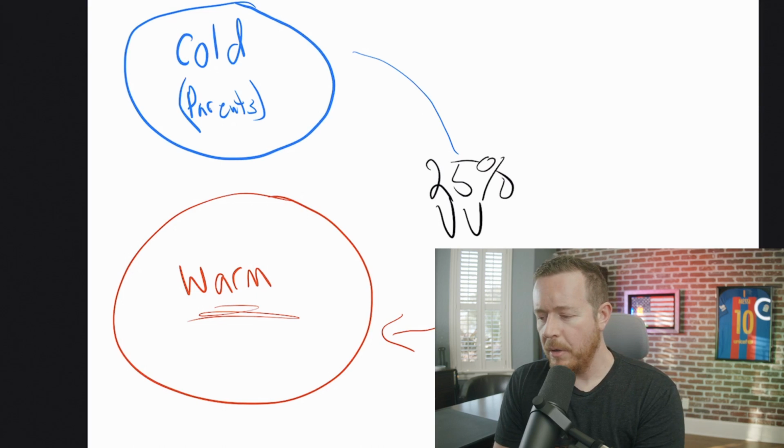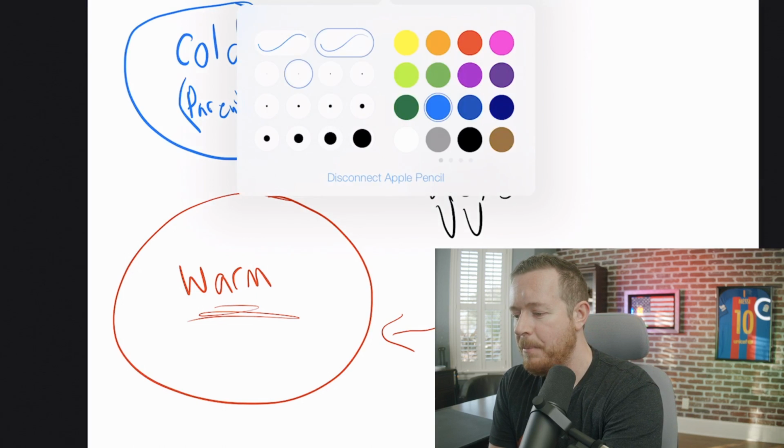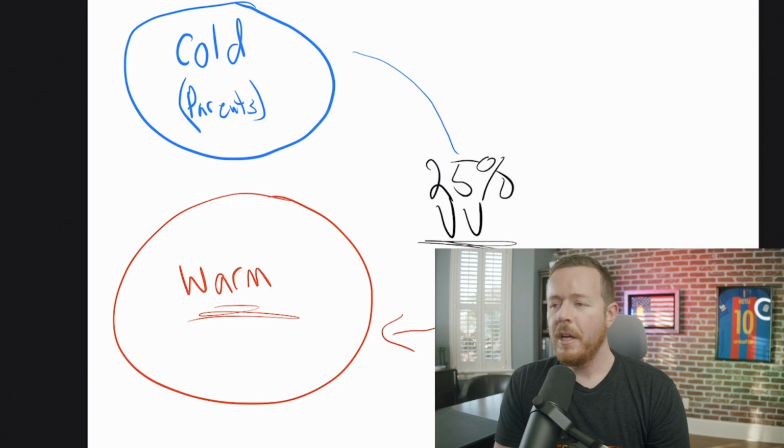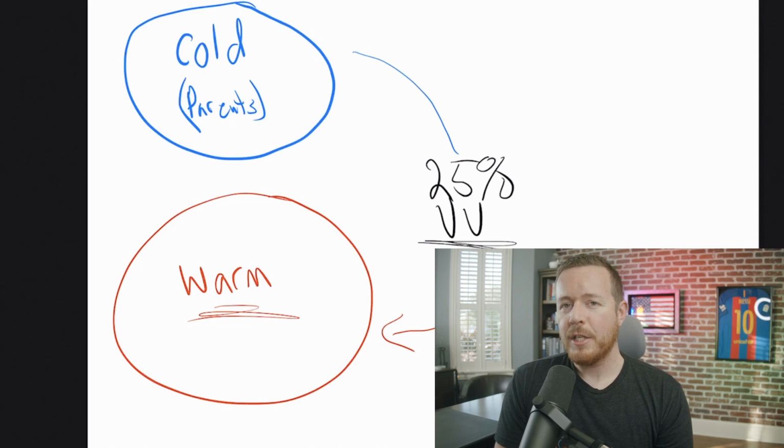Then what you want to do is keep track of the people that watch 25% of that content, because those are the people that are actually interested, because if the video is 4 or 5 minutes long on social media, that is an absolute eternity.